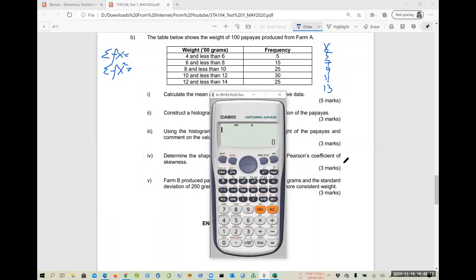Okay, let's do the calculation here. This one is already in the statistical mode section. I'll be repeating this process. Let me just switch off.